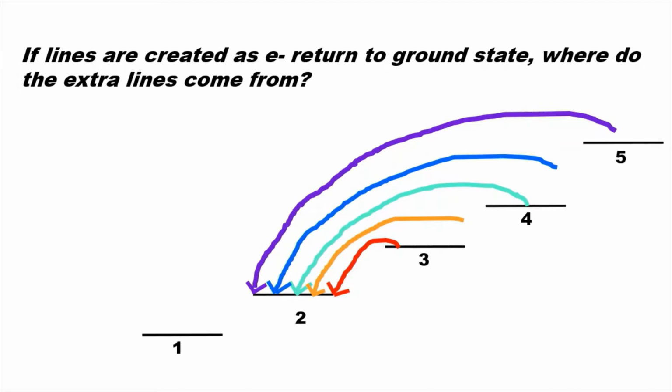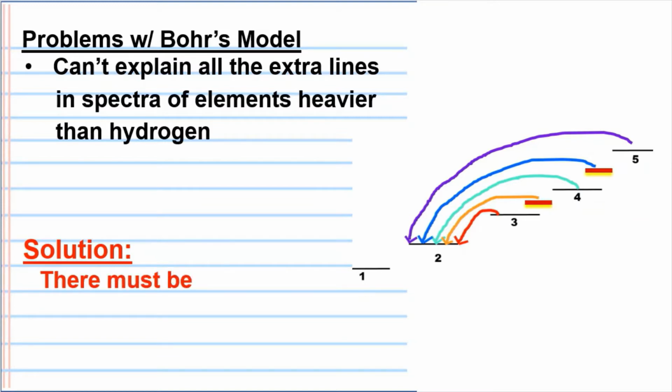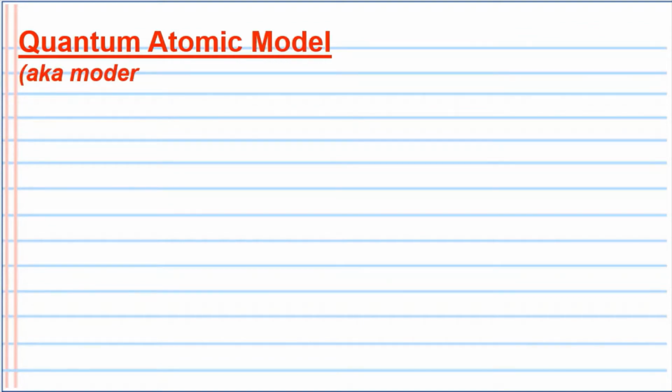We need to explain where these electrons are falling from. And the solution is going to be that there must be sublevels. There must be mini steps in between these energy levels where the electron can be. And then as the electron falls from that place, it's going to be able to create a new color because the distance that it's falling is going to be different. This is going to lead to the quantum atomic model, or our current model of the atom.